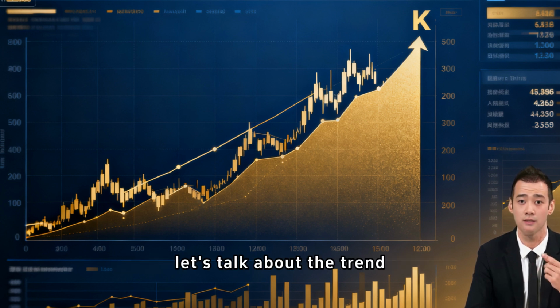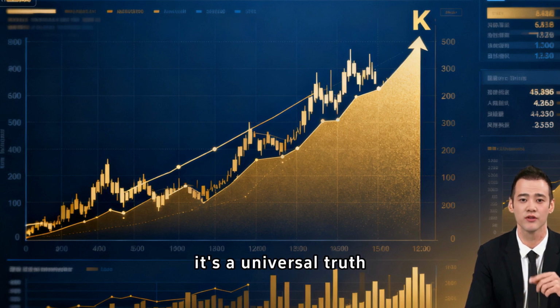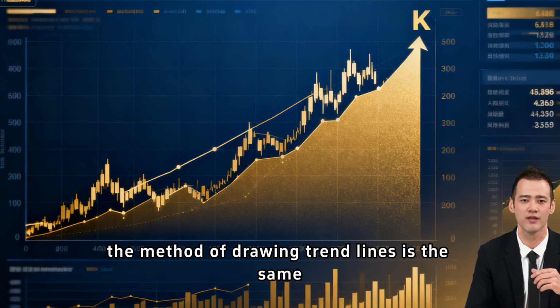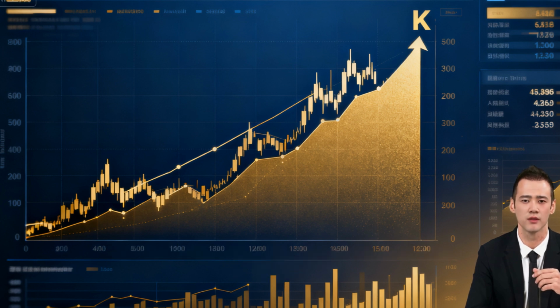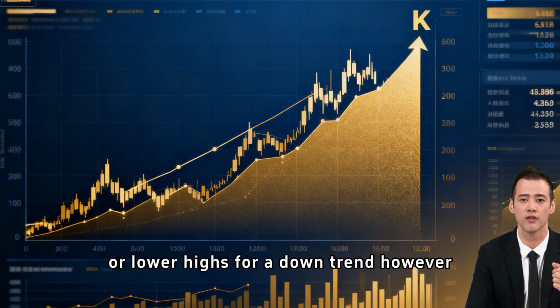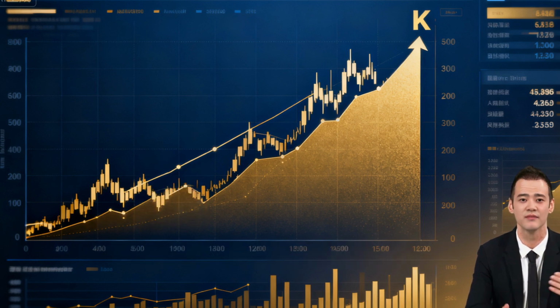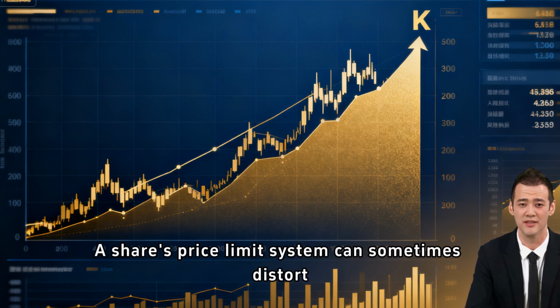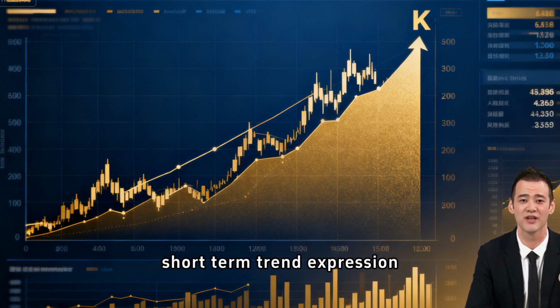Finally, let's talk about the trend. It's a universal truth. The trend is your friend. The method of drawing trend lines is the same everywhere. Connect successively higher lows for an uptrend, or lower highs for a downtrend. However, the strength and stability of a trend are deeply affected by market rules. A shares' price limit system can sometimes distort short-term trend expression.